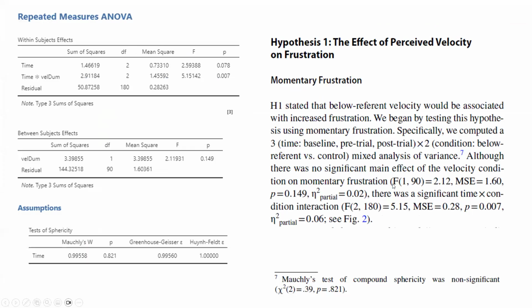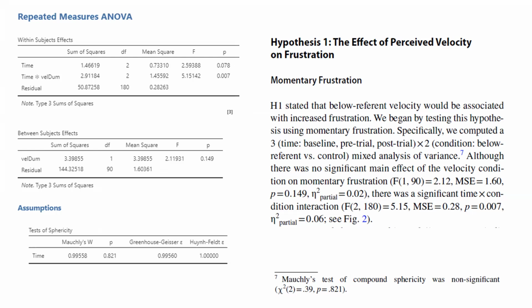So for this between subjects main effect, I had an F with 1 and 90 degrees of freedom. So 1 and 90 over here has an F of 2.12. The mean squared error was 1.6, and that was not significant, at a p-value of 0.149. But the interaction term had an F of 5.15 with 2 and 180 degrees of freedom, a mean squared error of 0.28, with a p of 0.007, so that is statistically significant.